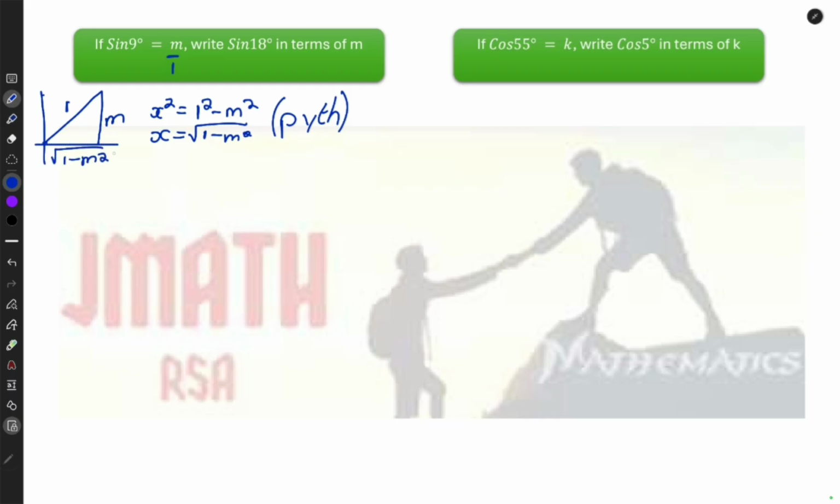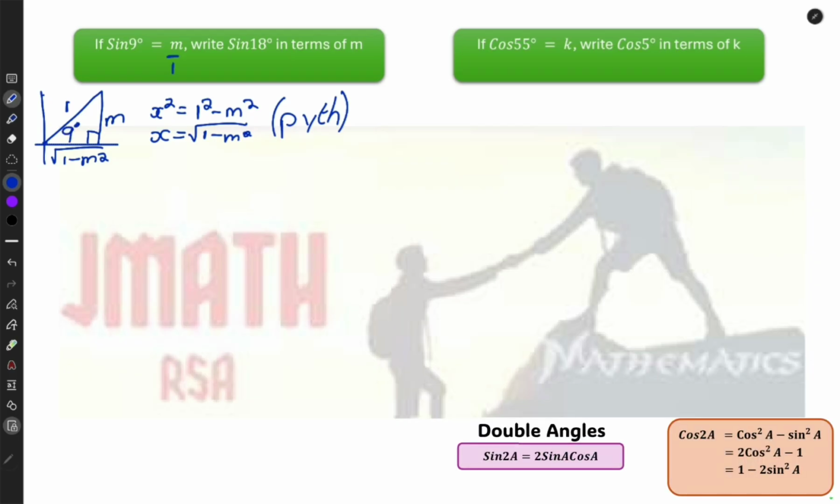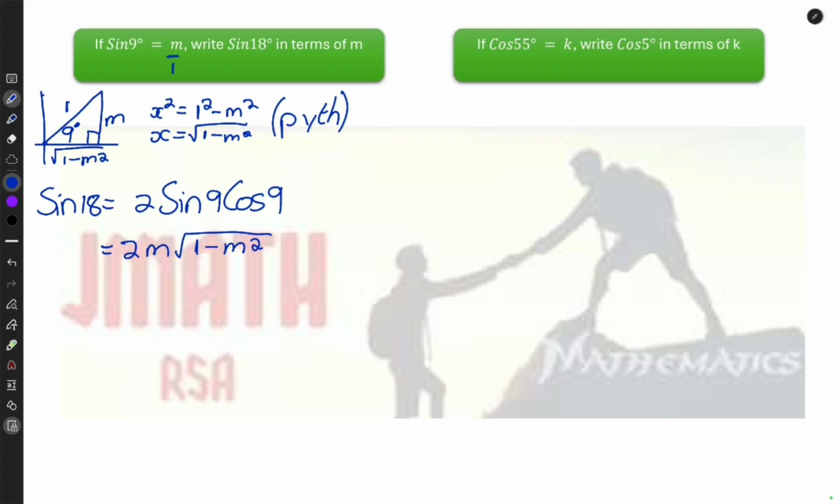Now if I start this question, my triangle is the single angle, I forgot my 9 there, and they are asking me for a double angle. So this is the easier version. I can immediately start by saying sine 18, I can just rewrite it as 2 sine 9 cos 9. And then I can just use the triangle. So I know that sine 9 was just m, and that cos 9 is adjacent over hypotenuse, so the square root of 1 minus m squared. I can put the over 1, but it's really not necessary. That is the answer. So it's actually a very easy question if you understand what they're looking for.